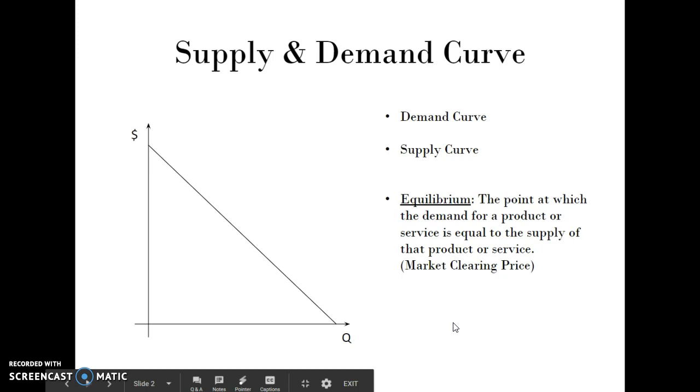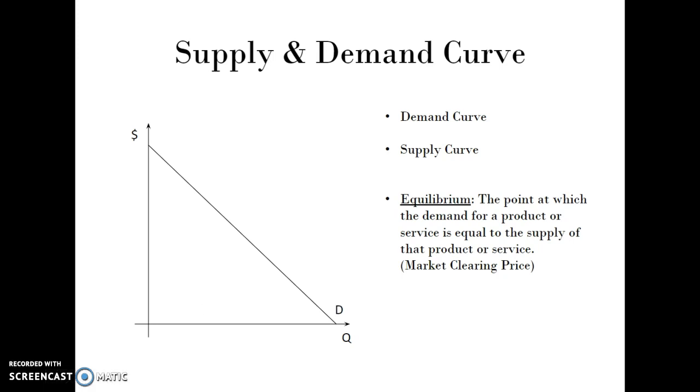What is a demand curve? Well, a demand curve is downward sloping. Why is it downward sloping? It's downward sloping because of the law of demand. It is an inverse relationship: as the price goes down, the quantity goes up, and as the price goes up, the quantity goes down. Just think about this in terms of buying things. If prices are low, then you're going to want to buy more items.